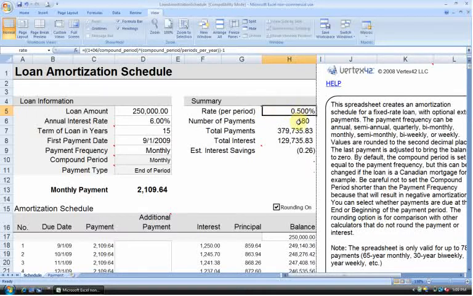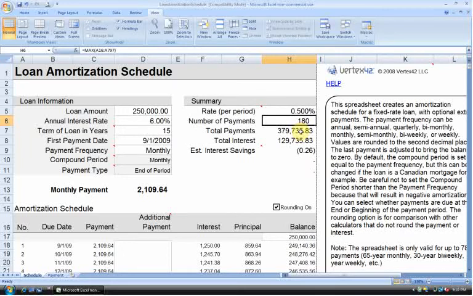Next up, we have the number of payments. The number of payments represents how many total payments we are going to be making over the lifetime of the loan. We're going to be making 180 monthly payments in this situation. Right below that, we have two major categories.